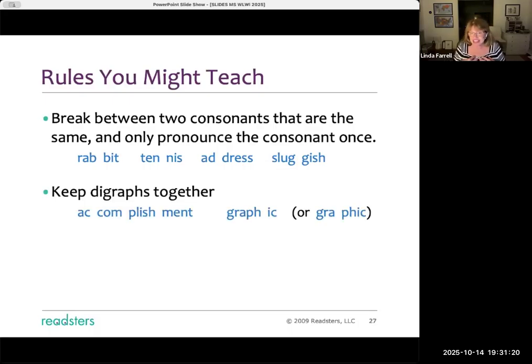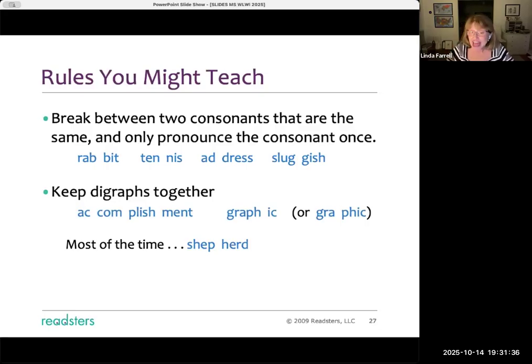We keep digraphs together. That's another thing that we do teach a rule. And I know that's about consonants, but it's most of the time. Like we have accomplishment, graphic. It's not graphic. But shepherd doesn't, we don't keep it together.